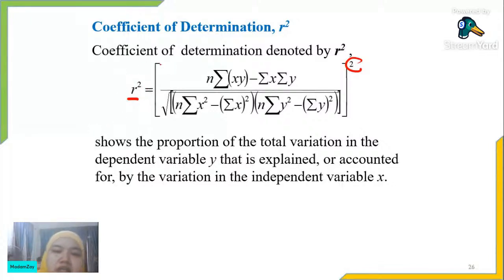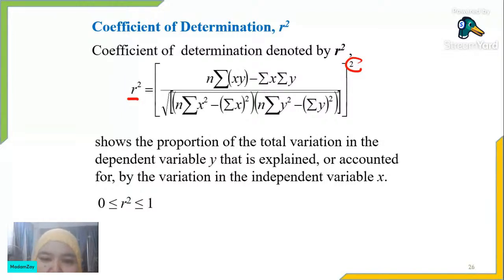Okay, so this coefficient of determination, denoted by R squared, shows the proportion of the total variation in the dependent variable y that is explained or accounted for by variation in the independent variable x. So if we square a value, it will always be positive, right? Because if we square a negative value, we will have a positive value. Remember that the coefficient of correlation R only has values from -1 up to 1. So if we square all the values on that number line, we will have values between 0 and 1 only.